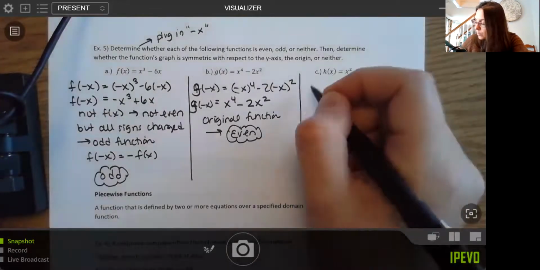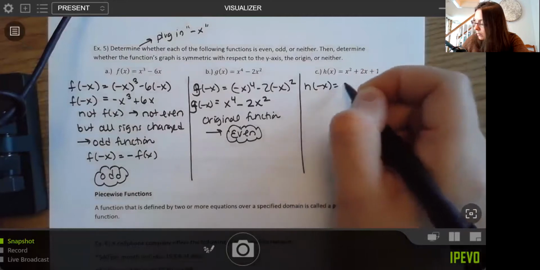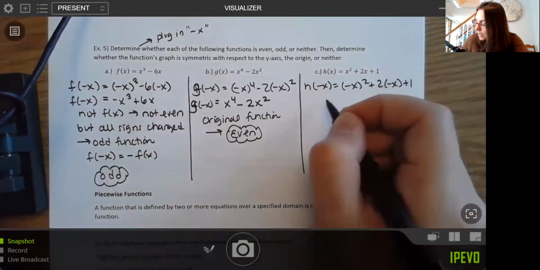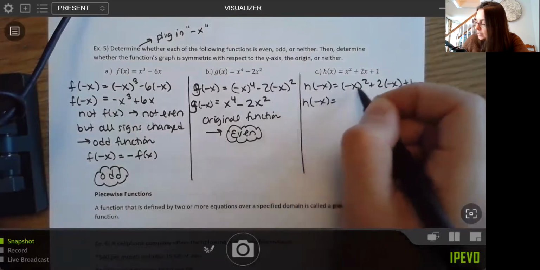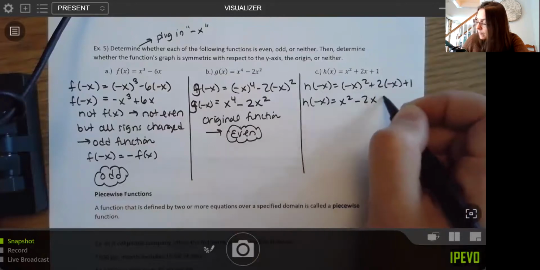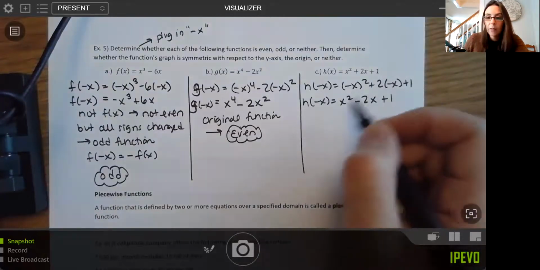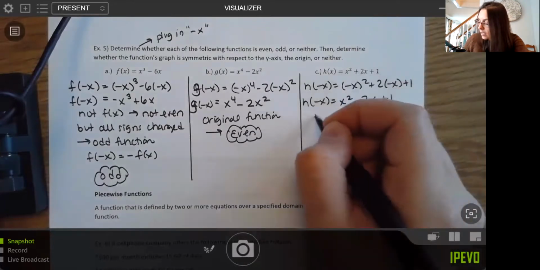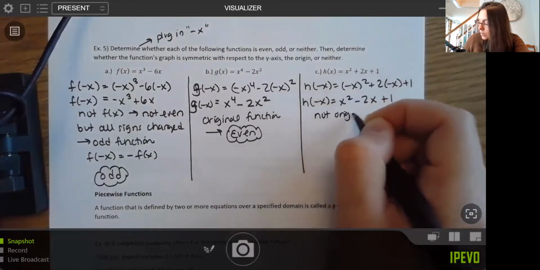And then for the last one, plugging in that negative x, and I'm going to simplify. Here I have a positive x squared. Here I have to keep the negative, negative 2x plus 1. So notice that this is not the original because my 2x went from positive to negative. So it's not the original. So it's not even.